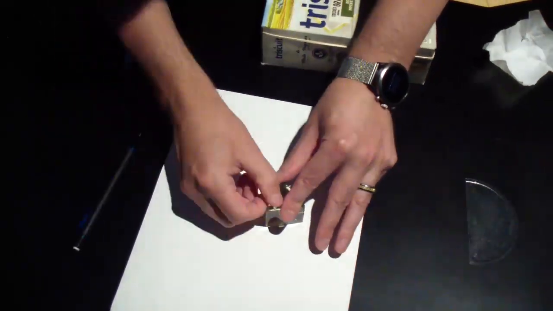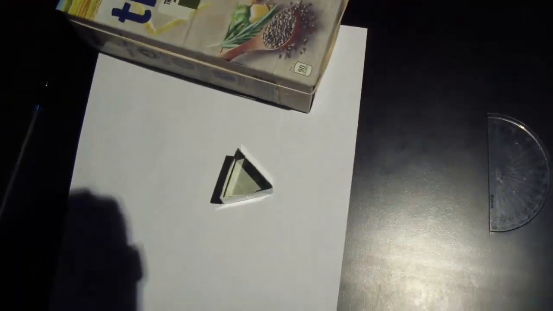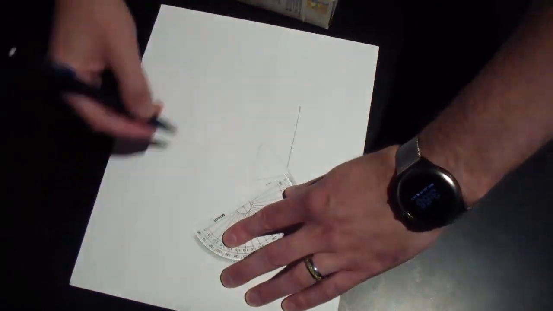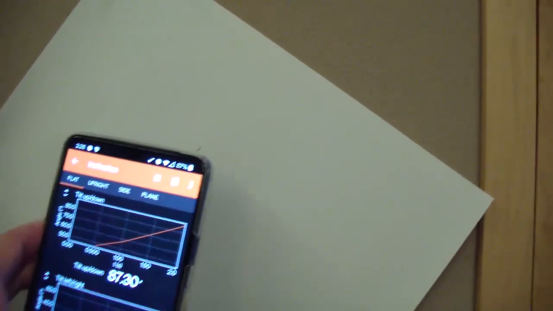Place the prism on the paper and trace around it. Set up the ray box such that the ray enters and exits the prism as shown. Trace the light rays and measure the input and output angles for each interface using a protractor. If you don't have a protractor, it is possible to use your phone to measure angles instead.